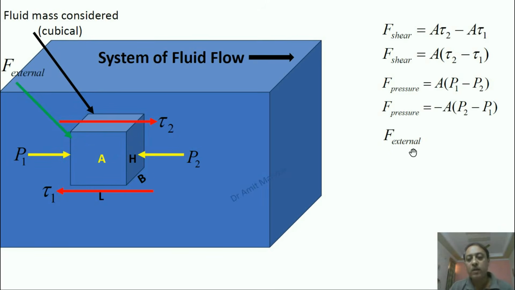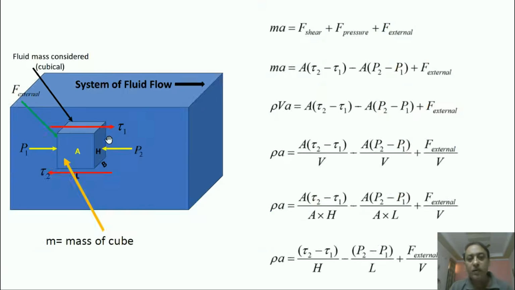So that also I am considering. Okay, so all these three forces are acting on this cube. So what will be the force balance? Simple. Shear force plus pressure force plus external force equals mass into acceleration of this cube. M is the mass of the cube.